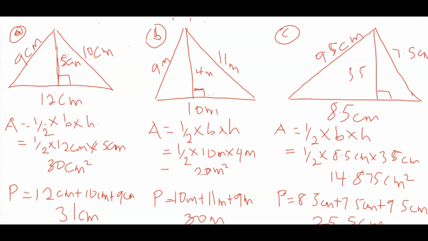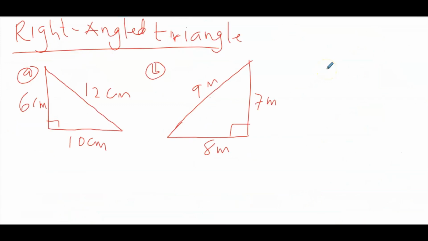Now let's look at the right angled triangle. If you have a right angled triangle and you're supposed to find the area, how do we go about that? The same formula applies to the right angled triangle. Remember, a right angled triangle is a triangle which has one of its interior angles to be 90 degrees. So this is the 90 degrees. Are you getting it?